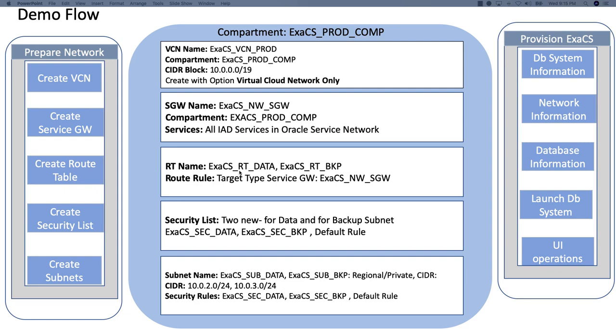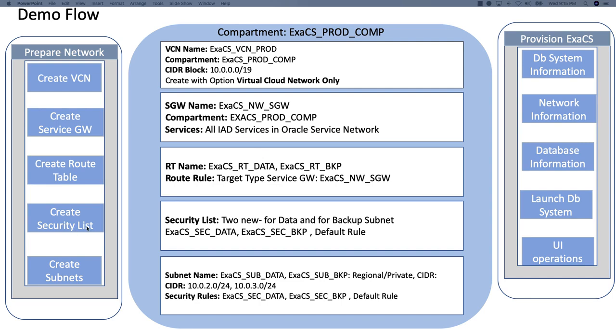We will create 2 routing tables, one for data subnet, the other one for backup subnet. It will be associated with routing rule, and this is going to use the service gateway, which we have already created earlier. So that will be the target type within the routing table.